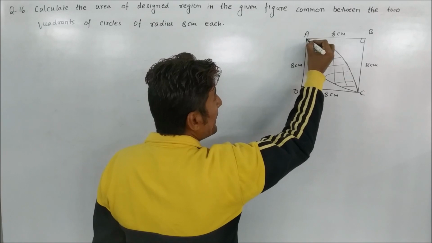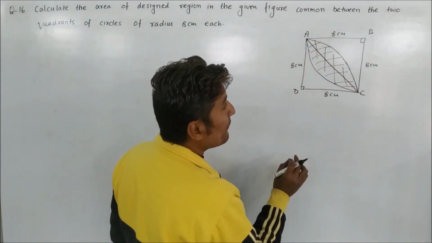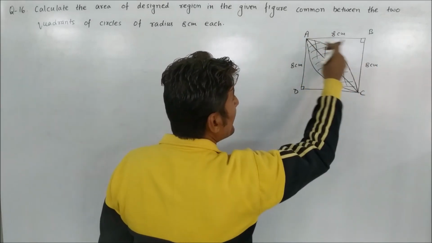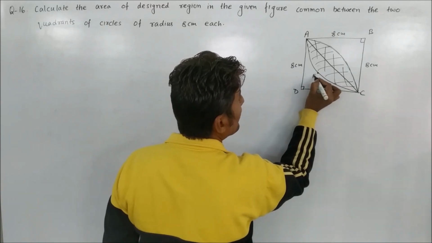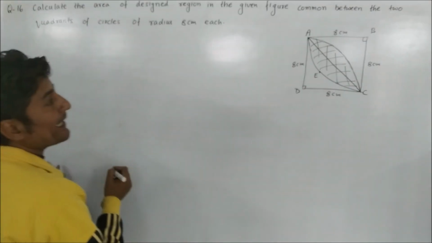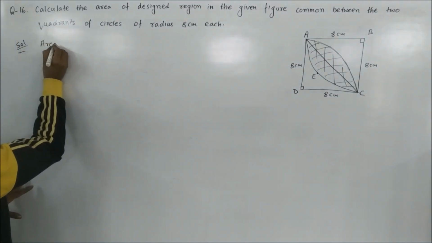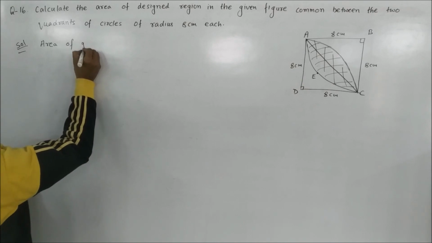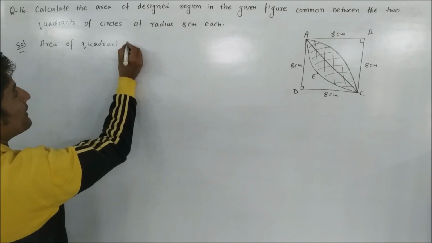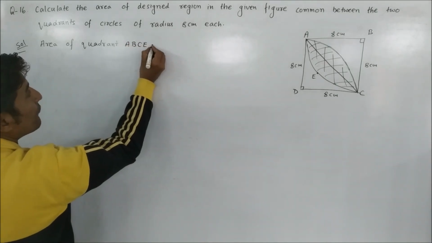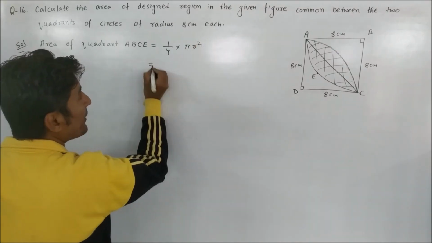Now we are going to join A to C also. To find the area of design, first of all we will find the area of quadrant A, B, C, and suppose this point I have taken E. So we are going to find the area of quadrant ABCE. Let us see the solution. Area of quadrant ABCE will be equals to 1 upon 4 into pi r square. This is the formula of area of quadrant.